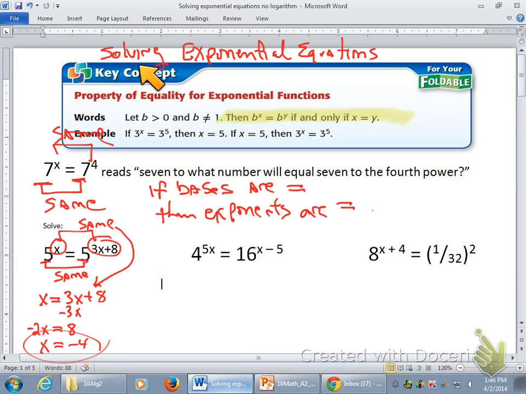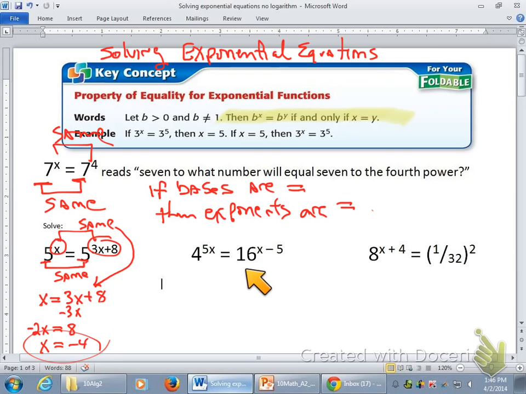If we're solving exponential equations, we want to know if the bases are equal, then the exponents must also be equal. And that's how we went through this entire first problem. We had two bases that were the same, and because they were both 5, we knew that these two exponents had to be equal. And once we rewrote the problem, all we had to do was solve for x.